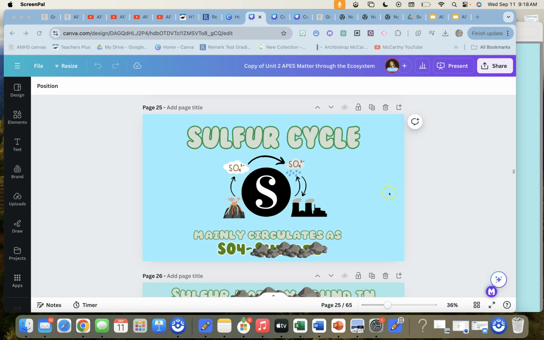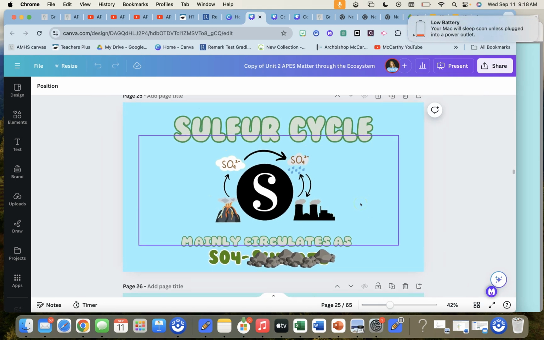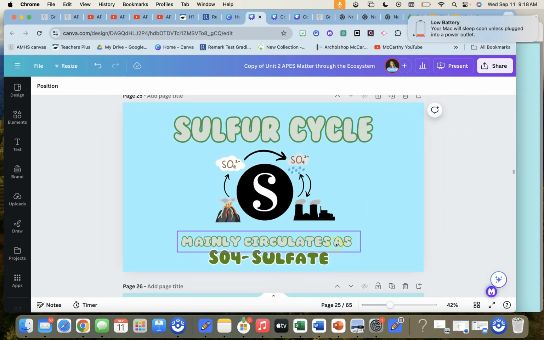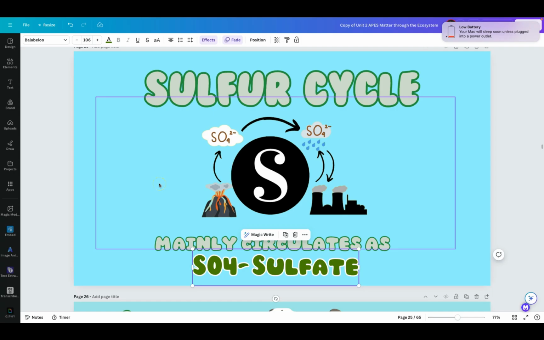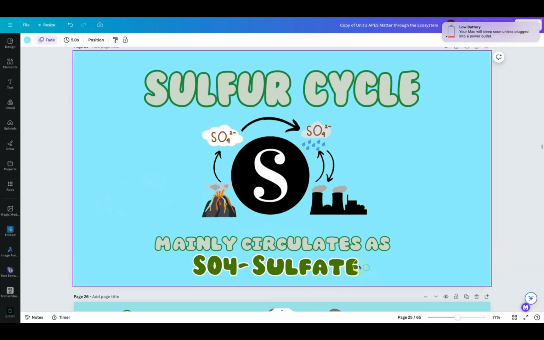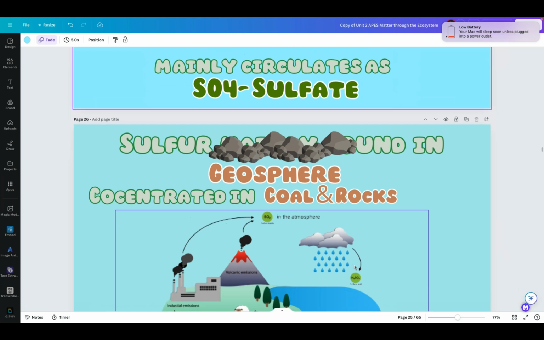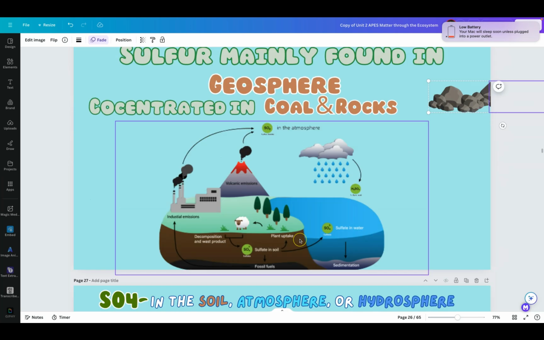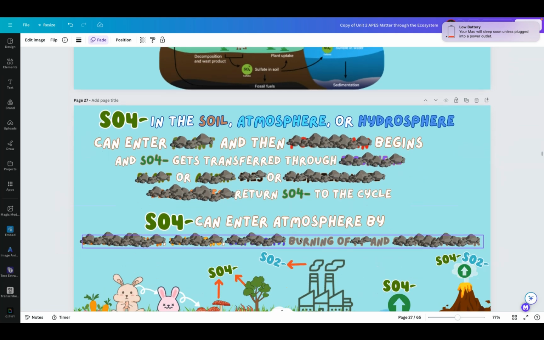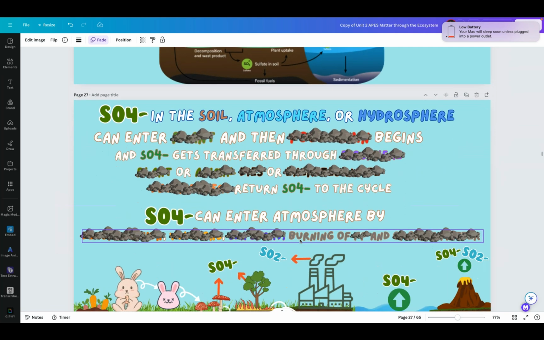All right, so the sulfur cycle mainly circulates as, anybody know what that compound is? Sulfate, good job. I do want you to know that the sulfur cycle mainly circulates as sulfate. I'm going to tell you this first, and then I'm going to go back to that slide. That sulfate actually will travel, I'm jumping right here, just for communication.